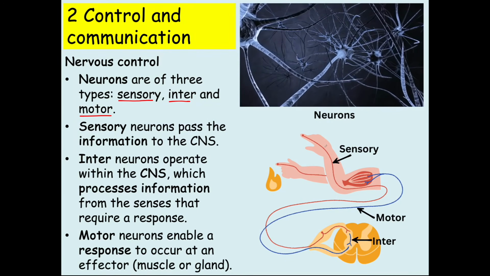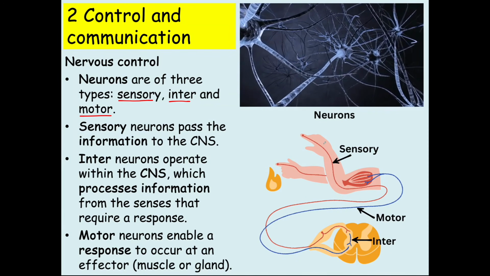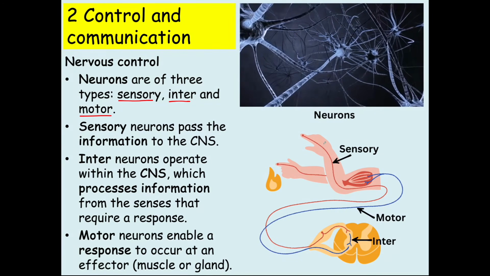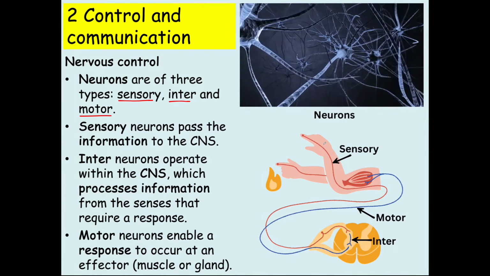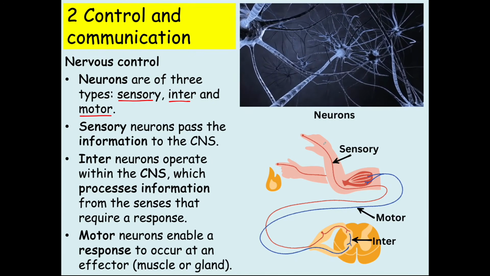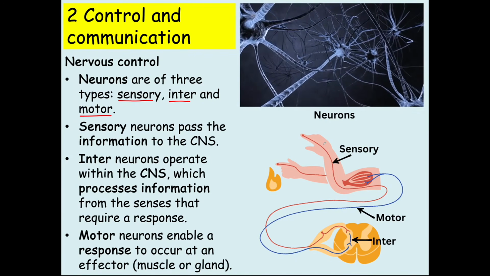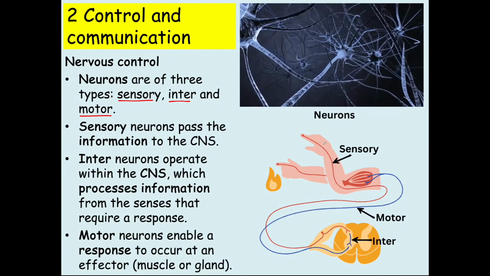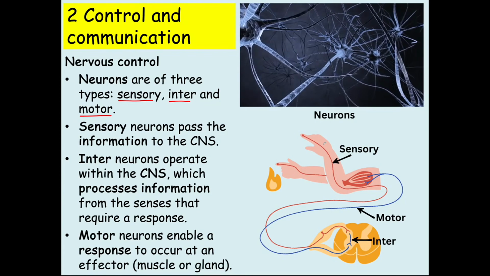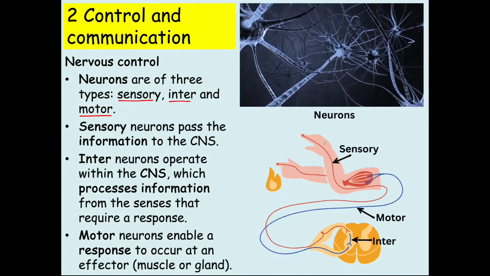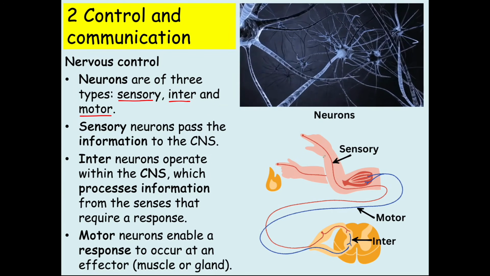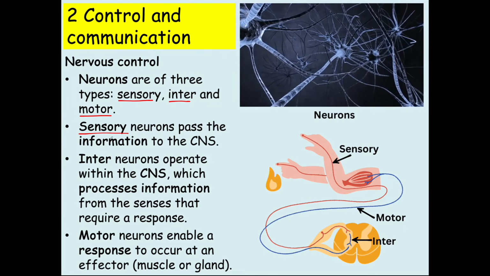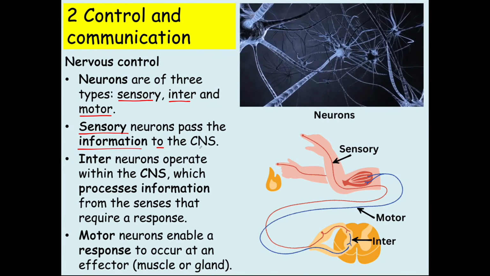And we can see an example here. We've got a person there. We've got sensory neurons, which are attached to our sense organs. Sensory neurons are attached to sense organs. And what they do is they pass information towards the central nervous system, towards our brain and spinal cord. So they are taking information from our sense organs to our central nervous system. So that's sensory neurons taking information to the CNS.